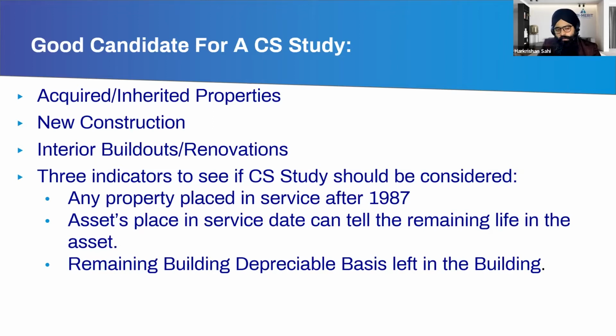And the third point is the remaining depreciable basis that is left in the building. So let's say you bought something for $500,000 over 39 years ago, more than likely there's not enough basis left even for you to look at it. So these are three indicators that you should be focusing on to see if it makes sense to do a cost segregation study or not.